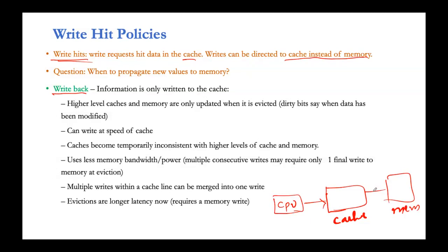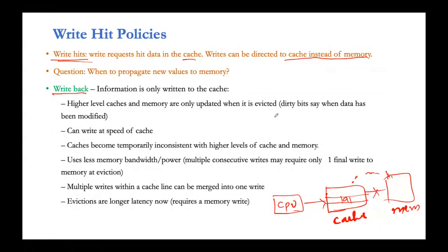So it is going to write in the cache only, not in the main memory. So the question is when to propagate the new values to the main memory. When to propagate the new values which are updated at A here to your main memory? That we call the write back. The first policy is write back.